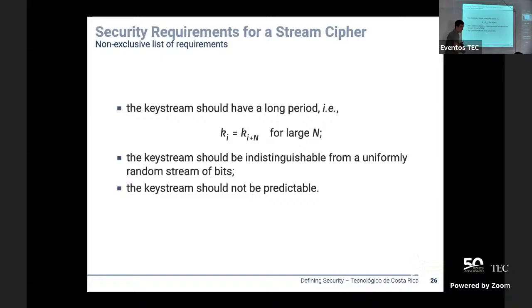It's a non-exclusive list I wrote here, but these are requirements that we should at least have for the random streams that are generated. The random stream should have a very long period, meaning that you don't want to have repetitions easily. For example, remember the Vigenère cipher, where we only use keys of length 3, so every third character will be encrypted in the same way. We don't want this. We want a very long random key to encrypt messages with, so that we cannot easily do letter frequency analysis like we do for the Vigenère cipher. But basically, a stream cipher is the same as a Vigenère cipher, right? The only difference is that we generate a very large key.